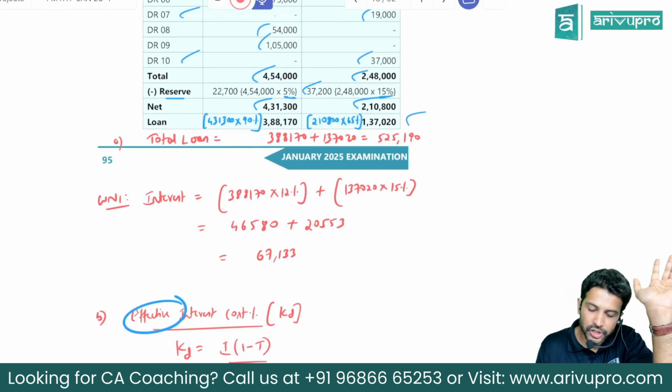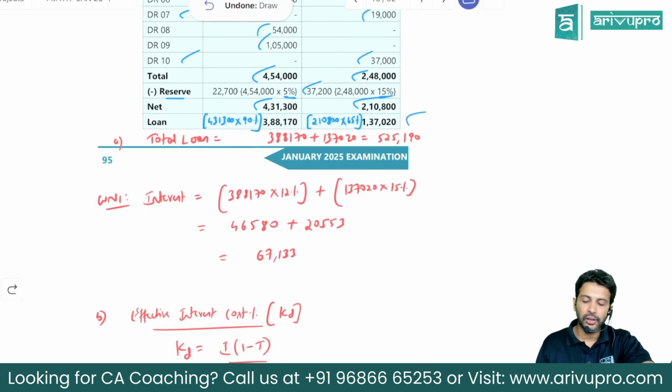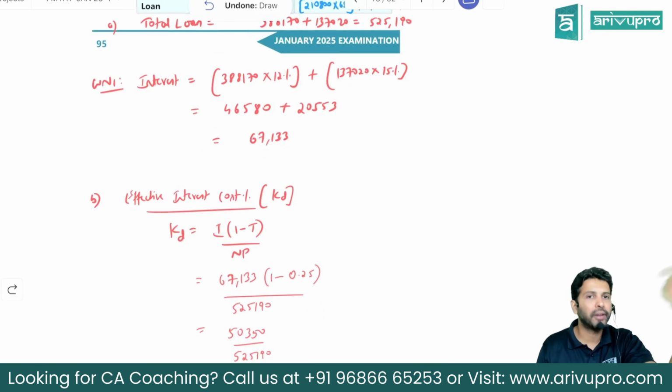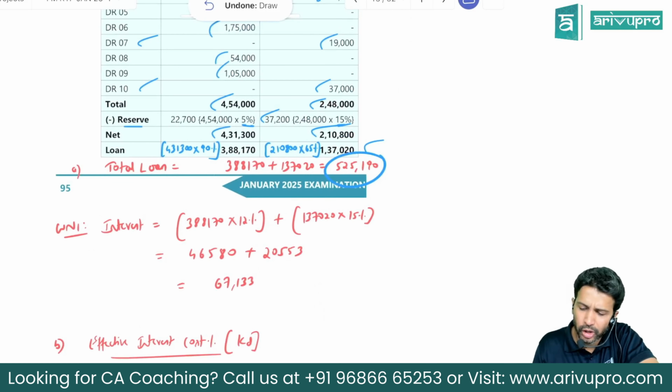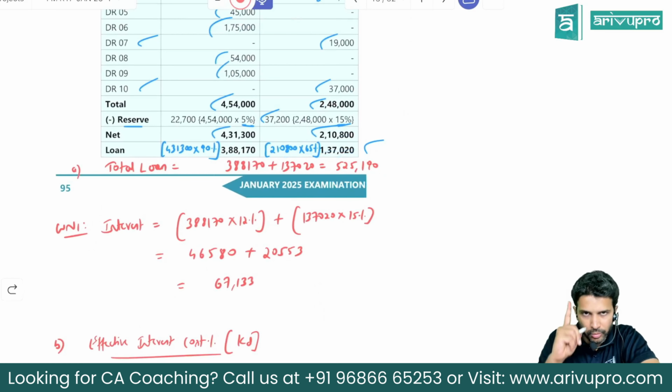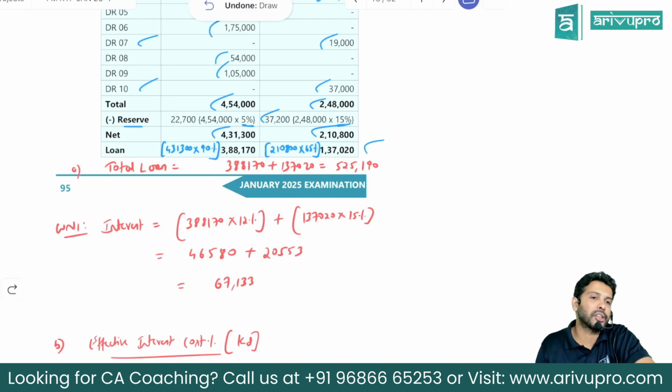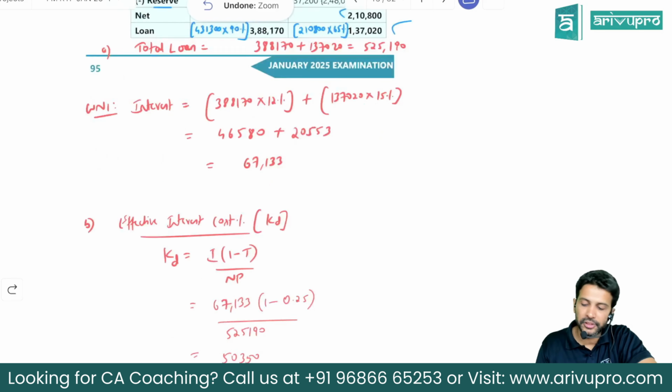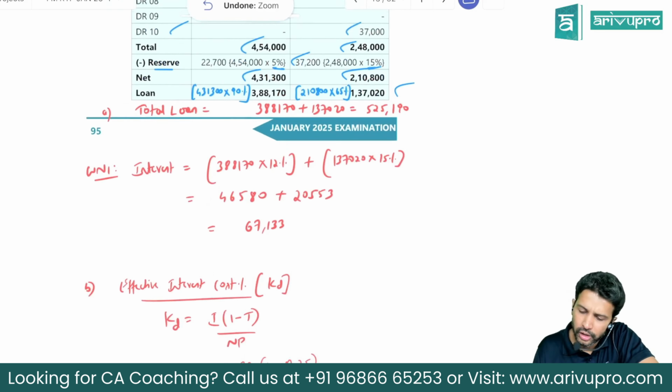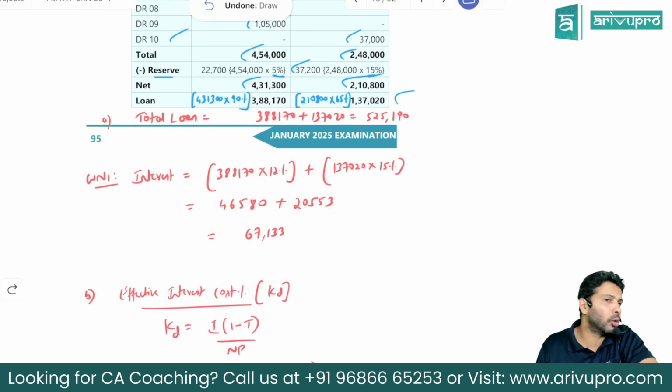Second requirement, they asked you effective interest cost. For that we need interest amount divided by net proceeds. Net proceeds here is nothing but your loan amount. Interest first let's calculate. We have one rate of interest or multiple? On this 388,170, what is the interest rate bank is charging? 12%. So calculate this is the amount. On this loan 137,020, how much is the interest bank is charging? 15%. They've clearly given all that data. That means this is the interest on the second loan in a way you could say.